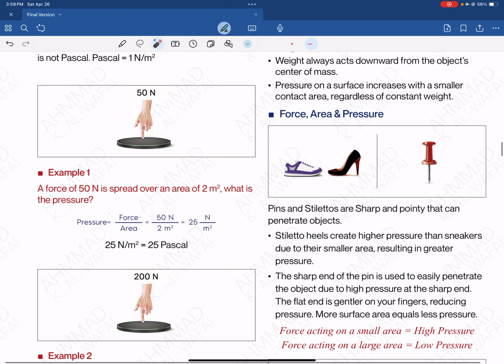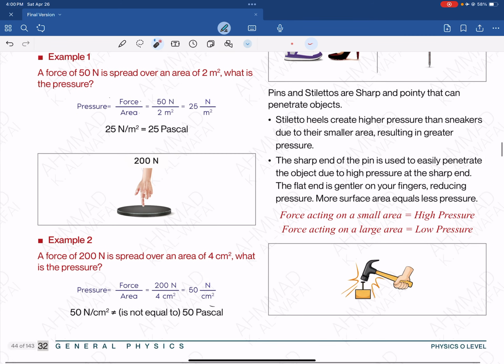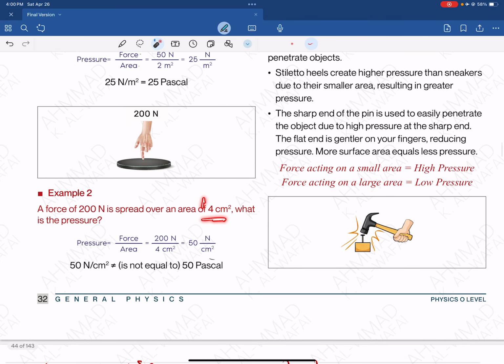Here you've got a force of 50 Newton acting at a certain area of 2 meter square. You calculate the pressure is 25 Newton per meter square, which is Pascal, 25 Pascal. But in this case, you've got the area in centimeters square. So if you calculate the pressure, force over area, it is 50 Newton per centimeter square. That is not Pascal, that is just a unit of pressure. Okay, keep that in mind.